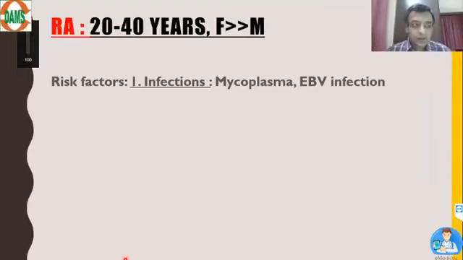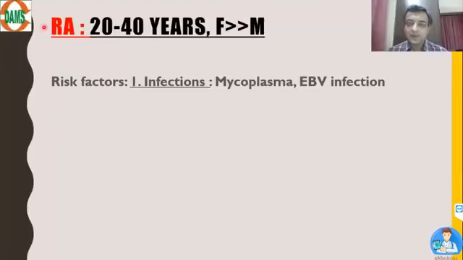So the most common cause of inflammatory polyarthritis is rheumatoid arthritis. So let us start with the first line. Rheumatoid arthritis, the epidemiology: it is a 20 to 40 years, female dominant disease.